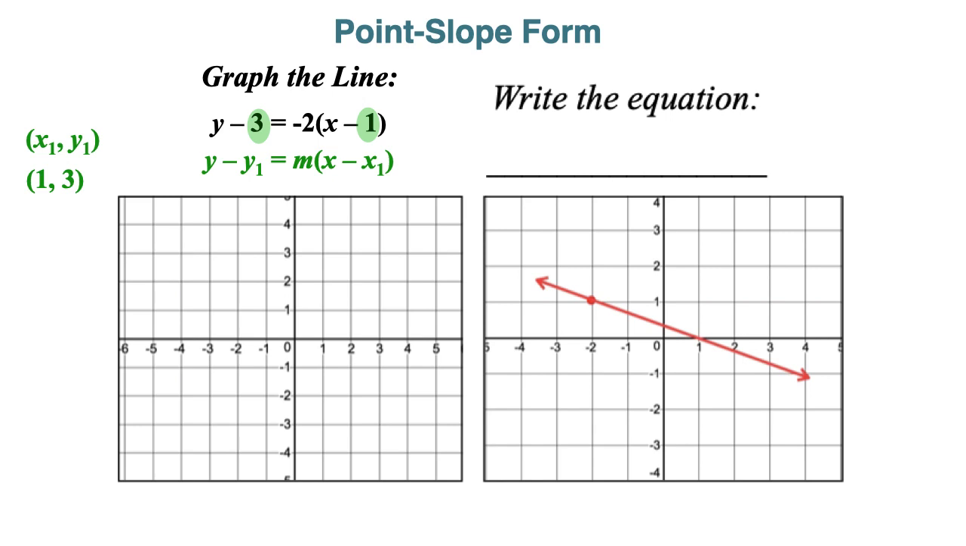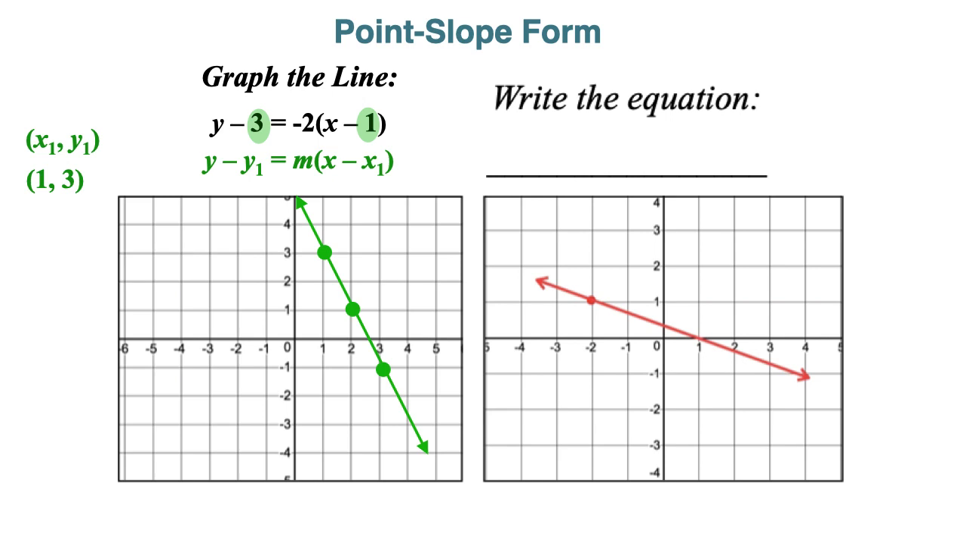I graph that point. This becomes my starting point. And then I use my slope of -2 to graph the other points that lie on this line, and I connect. And there is the graph of the line whose equation was given in point-slope form.